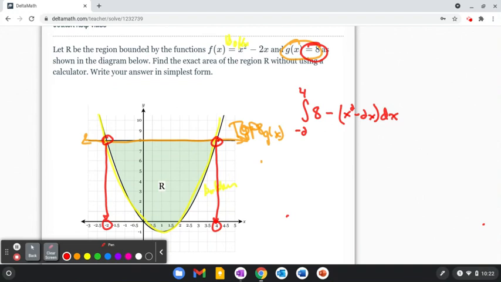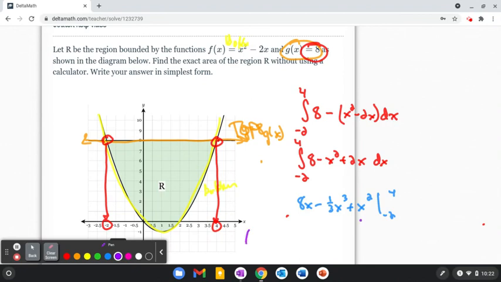Okay, so now let's go ahead, maybe just rewrite this before we integrate. Distribute that negative, it becomes 8 minus x squared plus 2x dx. If you want to further rearrange it, go ahead, that's fine. Let's go ahead and integrate. This becomes 8x minus 1/3 x cubed plus x squared. So the 2 cancels. Evaluated from -2 to 4. This one might be a little bit more challenging for the computation.